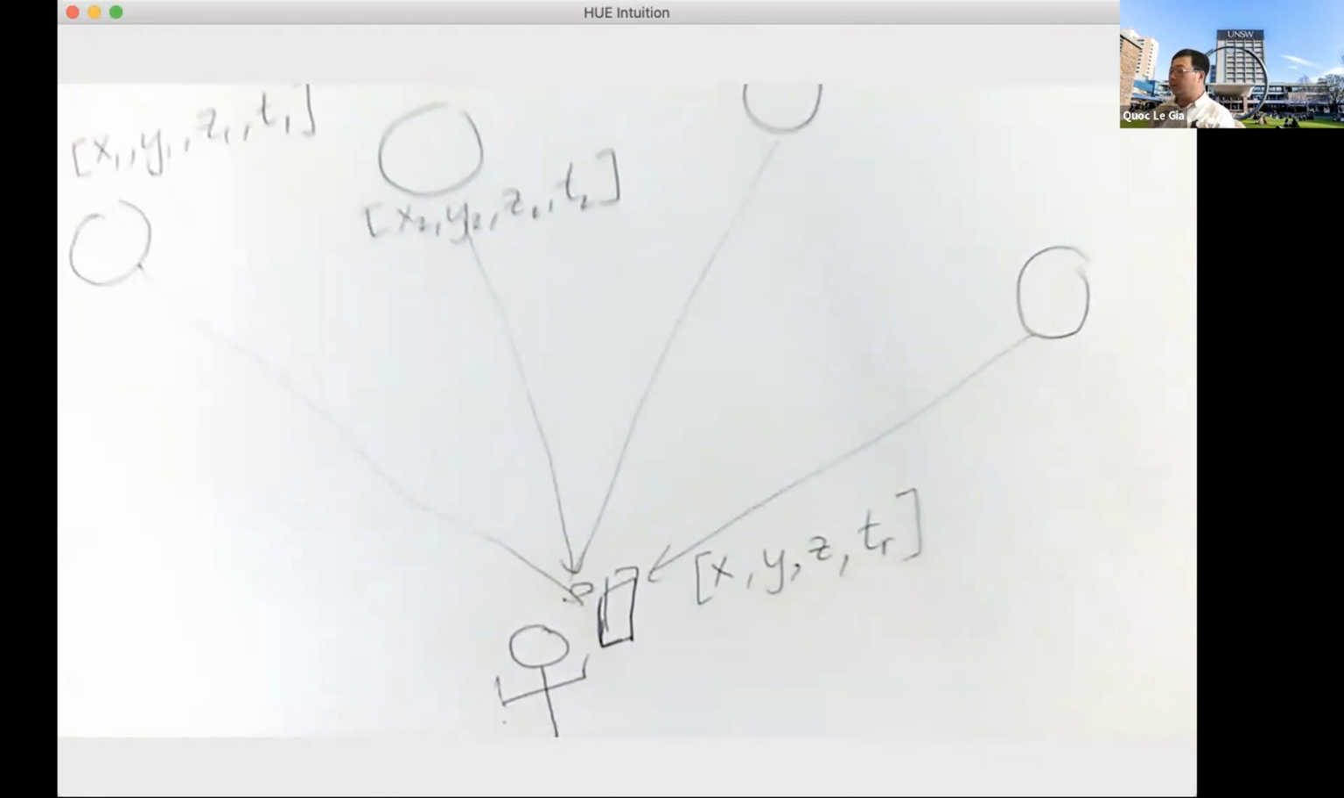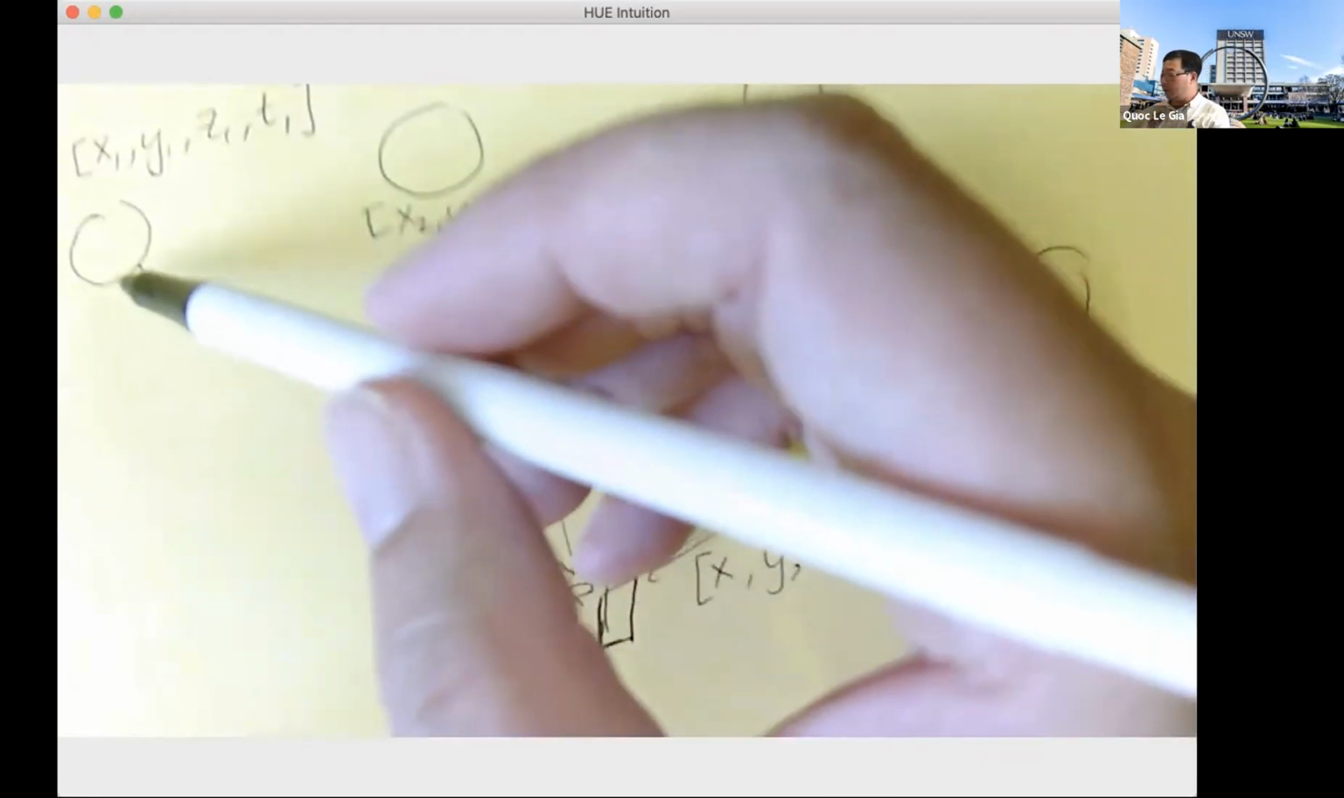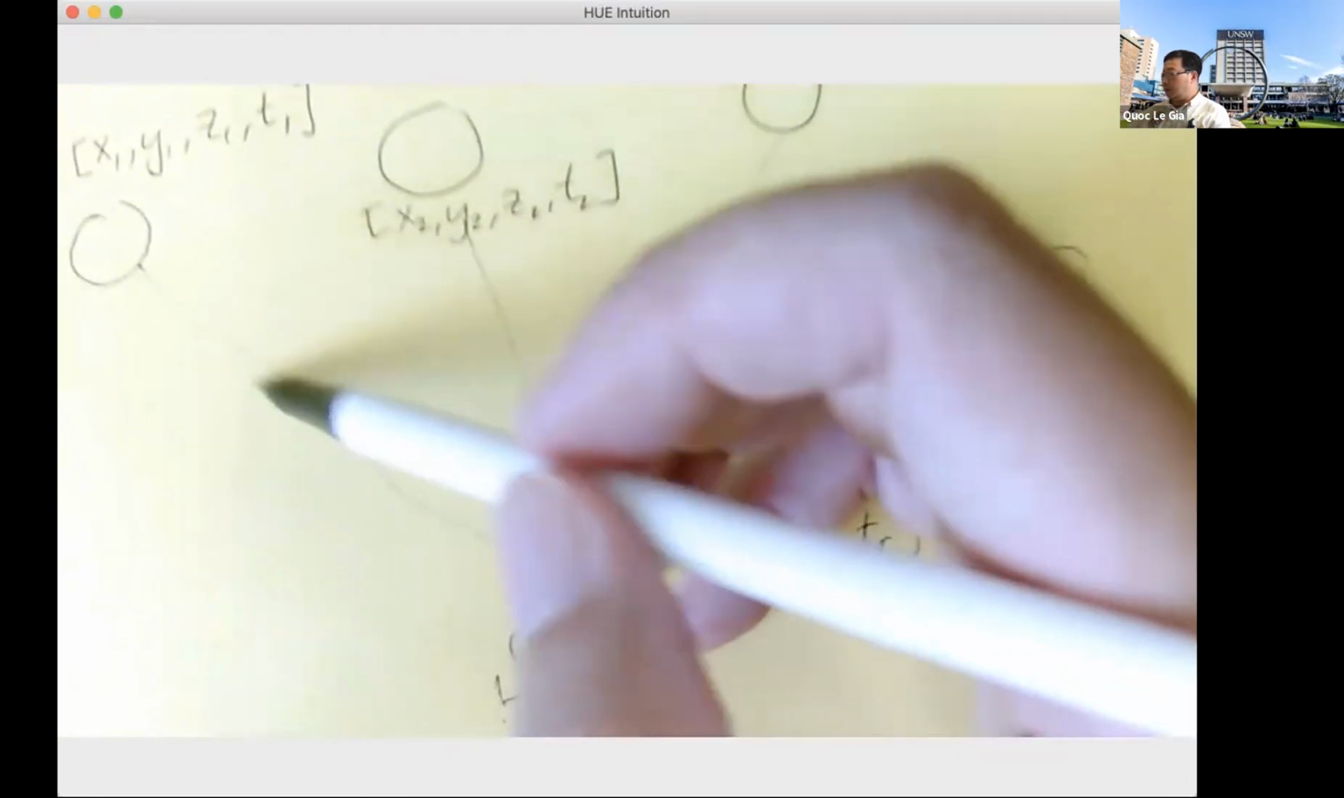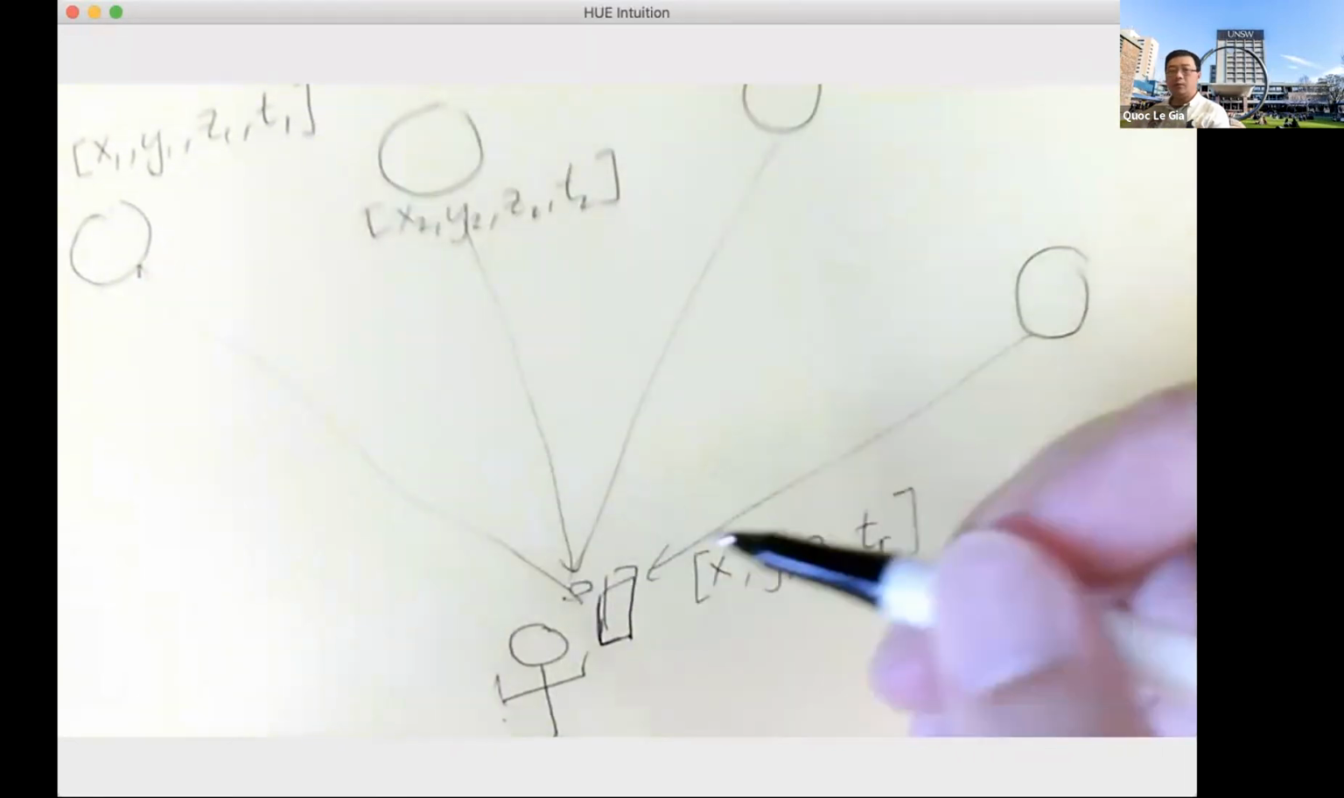So what is the equation? Well, now what is the distance from here to here? What is the distance from the first satellite to you?